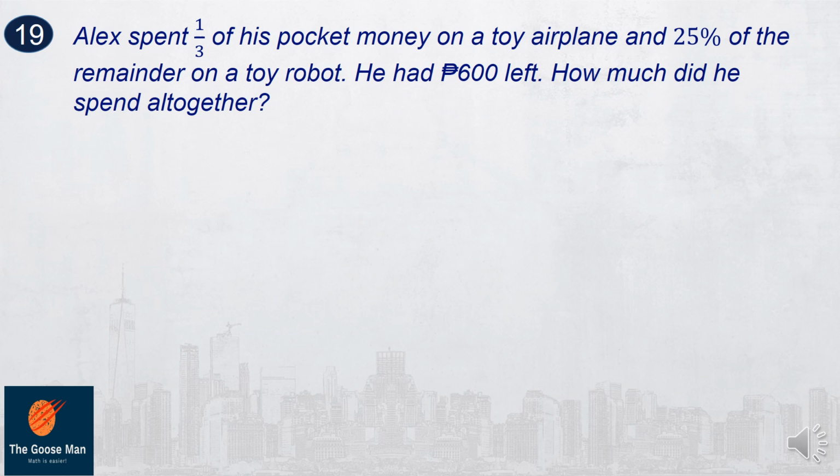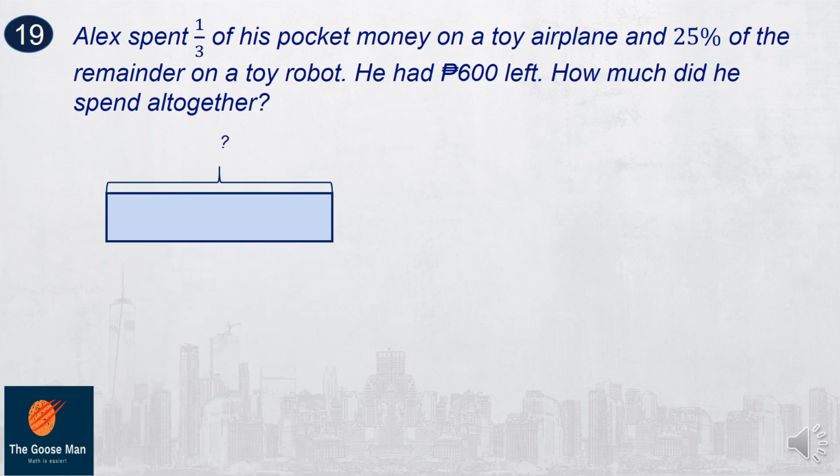Let's consider another example. Alex spent one-third of his pocket money on a toy airplane and 25% of the remainder on a toy robot. He had 600 pesos left. How much did he spend altogether? So let's try to diagram the word problem. So we do not know how much money he has at first. But according to the problem, one-third of his pocket money was spent on a toy airplane at first. So we will divide the entire whole into 3 parts. So one-third is dedicated for the airplane. And we have 2 out of 3 parts are remainder.